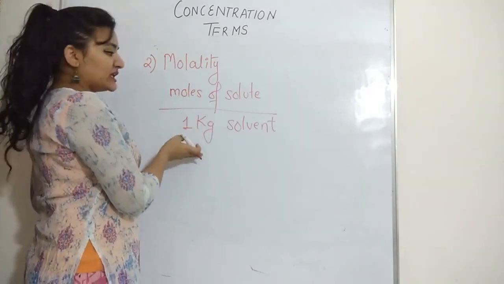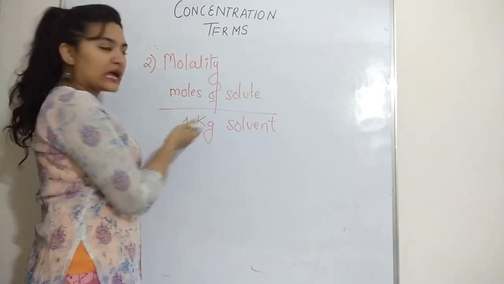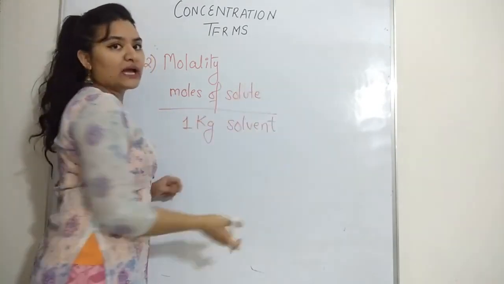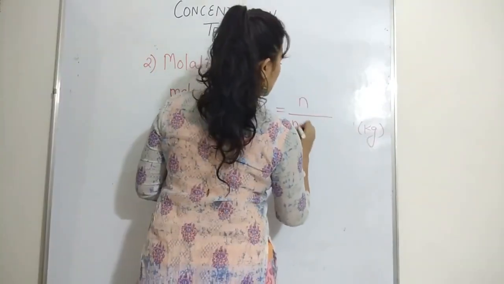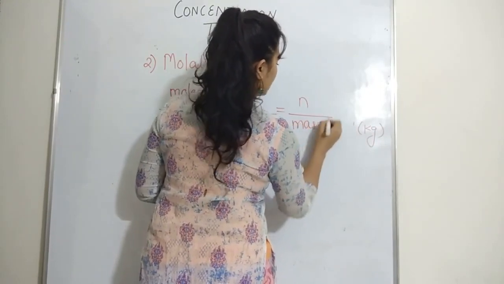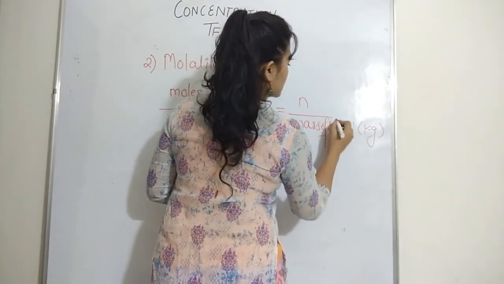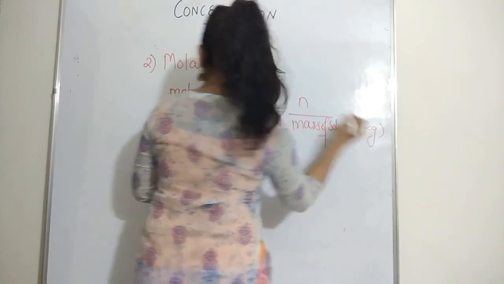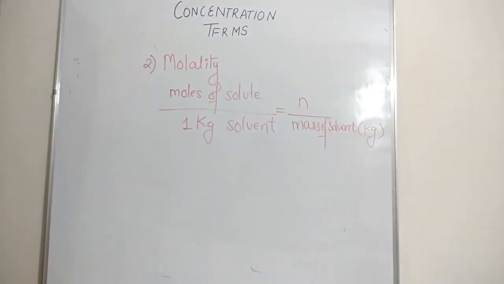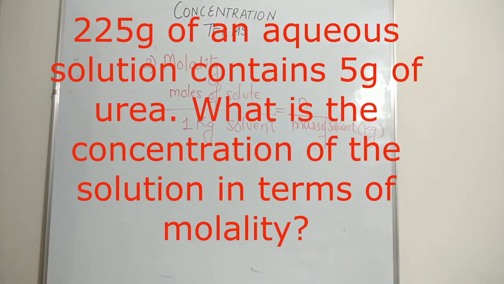Now again 1 kg is written. If it was in grams, you would have multiplied the whole thing by 1000. It's the mass of the solvent. Mass of solvent in grams. Let's take a numerical. 225 grams of an aqueous solution contains 5 grams of urea. What is the concentration of the solution in terms of molality?